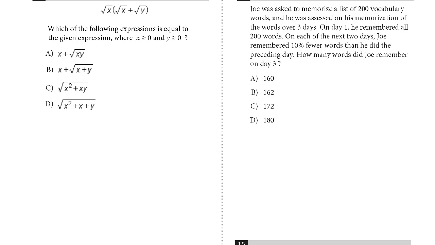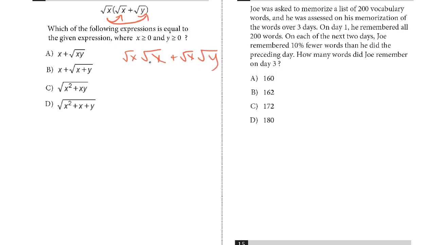Okay, now we're getting a little more interesting. We're multiplying radicals here on number 13. Square root of x times quantity in parentheses, square root of x plus square root of y. Well, the first thing I'm going to do is distribute. So square root of x times square root of x, and then the square root of x on the outside times the plus square root of y, which is plus square root of x times square root of y.